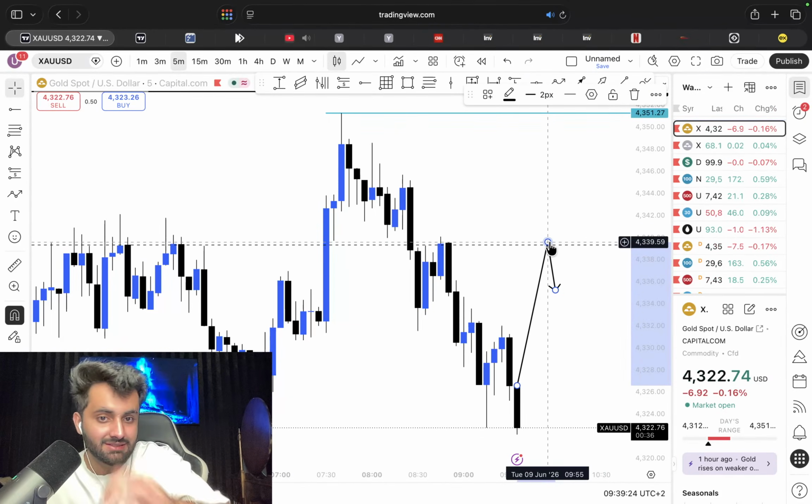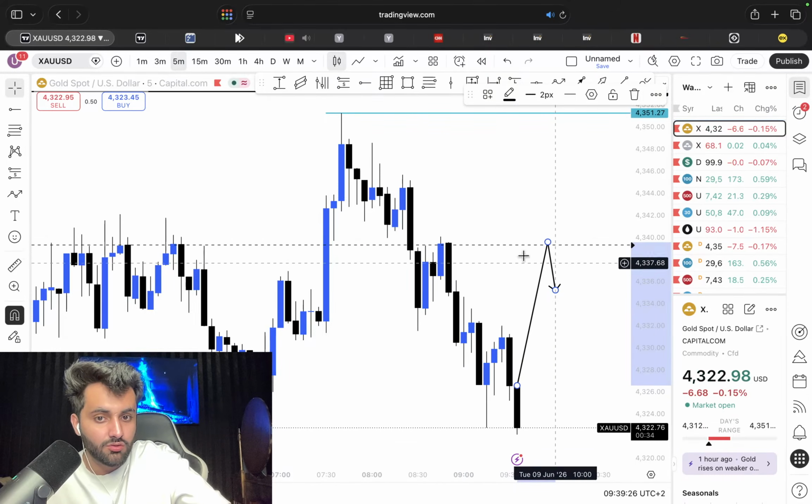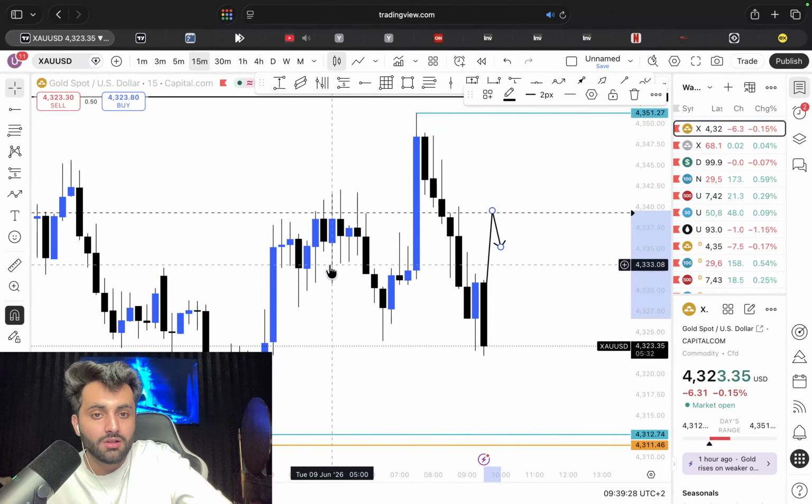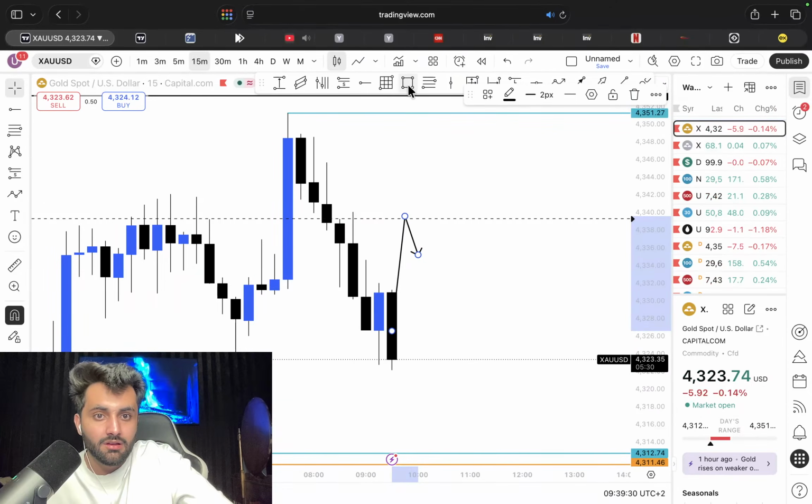So one of the reasons is that this is a liquidity zone on the 5-minute. On the 15-minute, I'm gonna show you guys something.